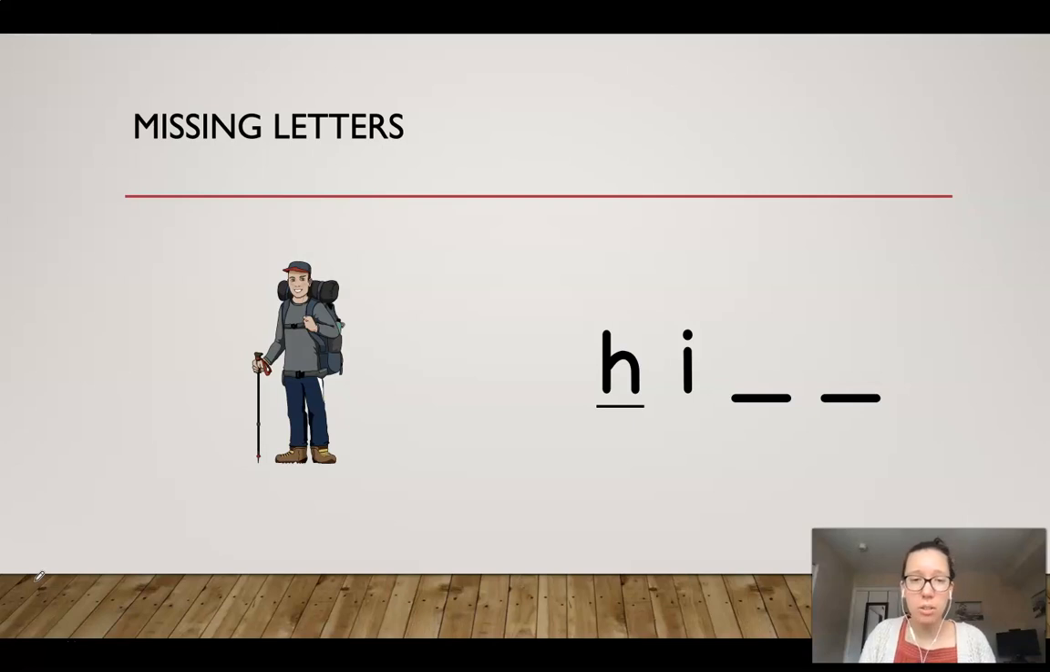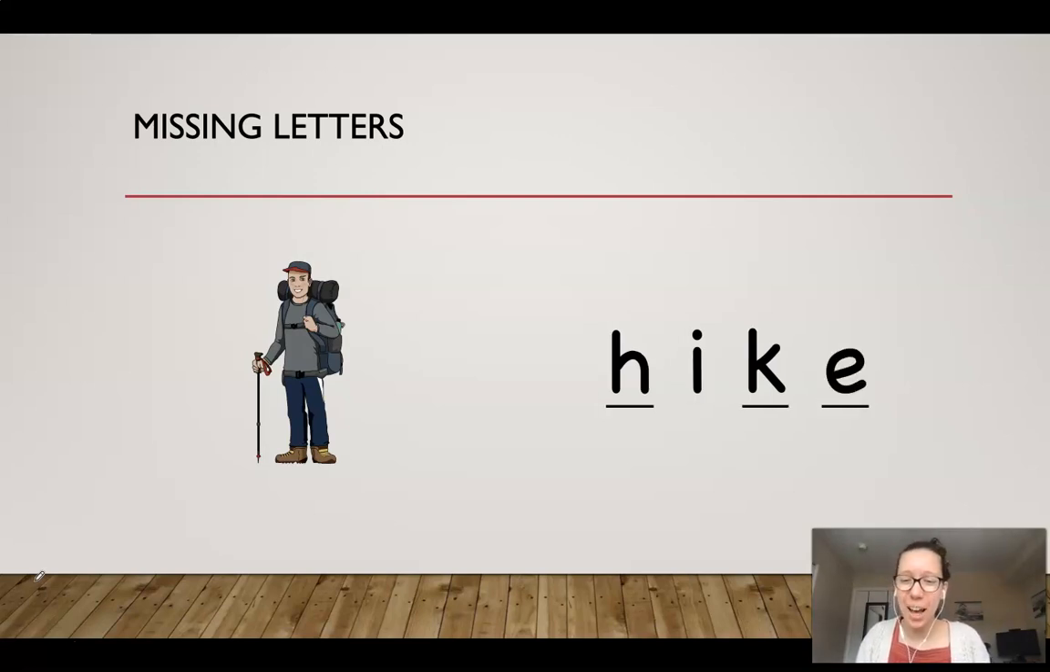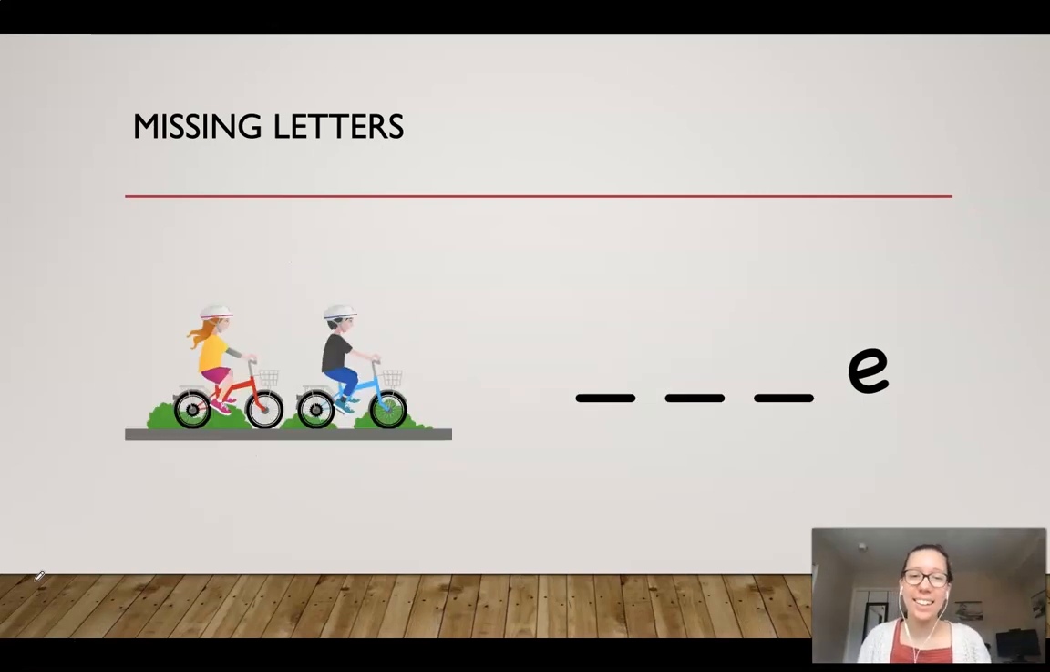What is the third sound you hear in hike? Good, the third sound is k, made by the letter K. So now we have h, I, k. But wait, what letter do we need to put at the end? Silent E, absolutely correct, friends. Without that silent E, we would have a short sound I instead of the long sound I. So with that silent E, we get the word h, I, k, hike.